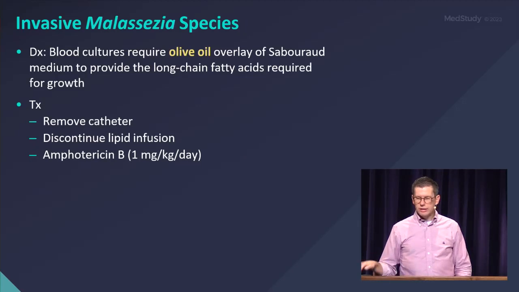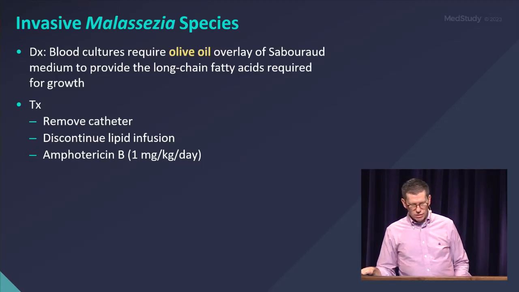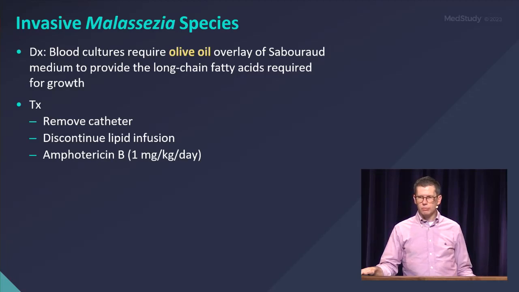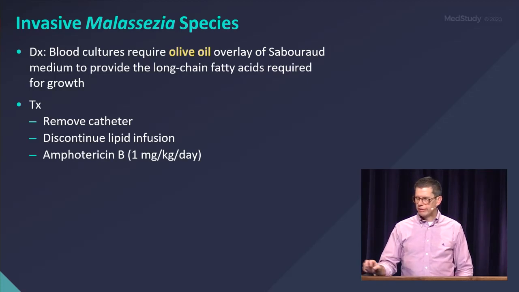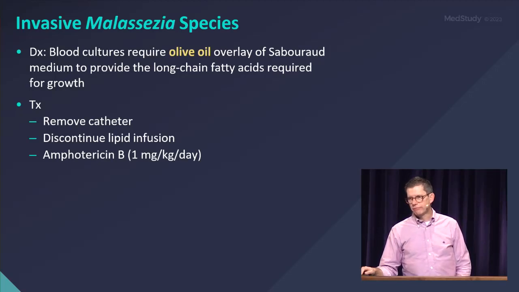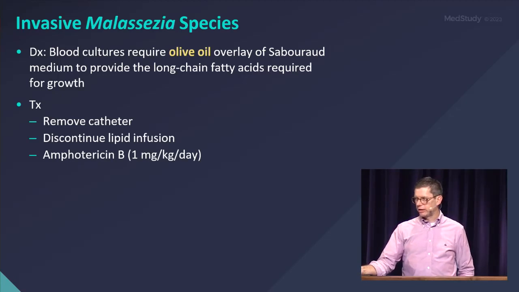You need to let the lab know to do an olive oil overlay to the medium in order to grow the Malassezia, because it needs that to provide the long-chain fatty acids to show up on a culture. The treatment is usually to stop the lipids, take out the catheter, and give amphotericin B. The one thing to know about amphotericin: old school amphotericin deoxycholate is pretty well tolerated in neonates. They tend to flush it out pretty well. For non-neonates, the lipid formulations of amphotericin are much better tolerated. So you can give the lipid form to older kids. Neonates are okay with deoxycholate.